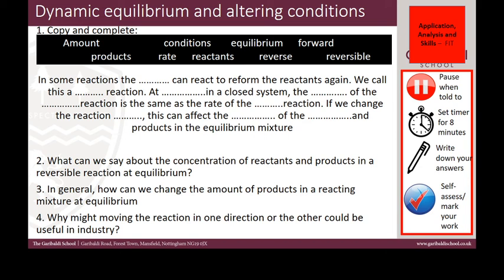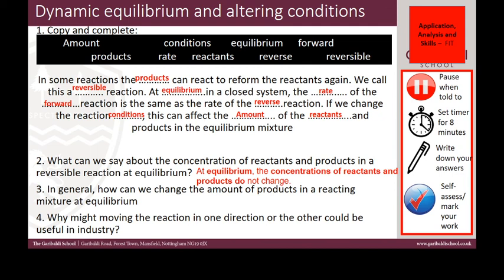Let's go through the answers. In some conditions, the products can react to reform the reactants again. We call this a reversible reaction. At equilibrium in a closed system, the rate of the forward reaction is the same as the rate of the reverse reaction. If we change the reaction conditions, this can affect the amount of the reactants and products in the equilibrium mixture. What can we say about the concentration of reactants and products in a reversible reaction at equilibrium? The concentrations of the reactants and products do not change, so they are the same.